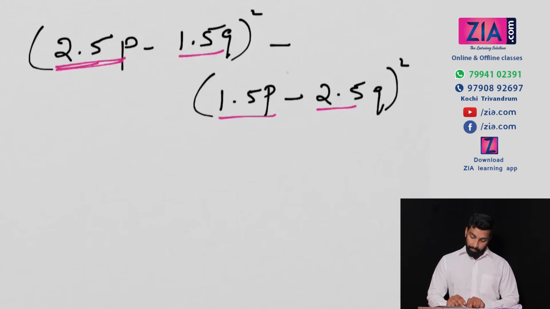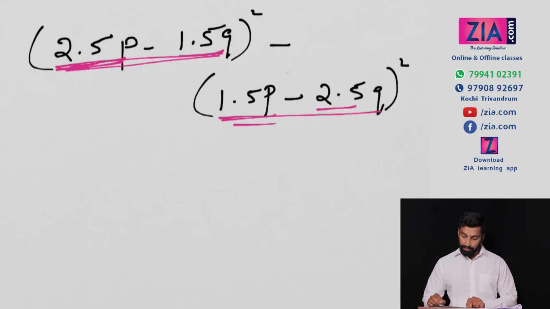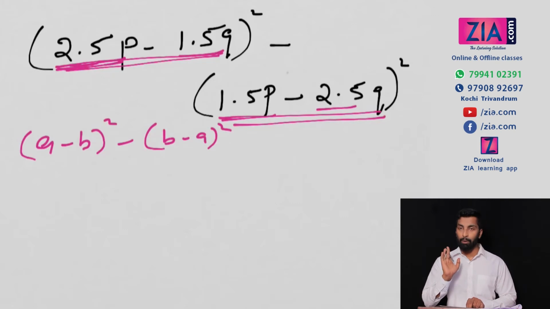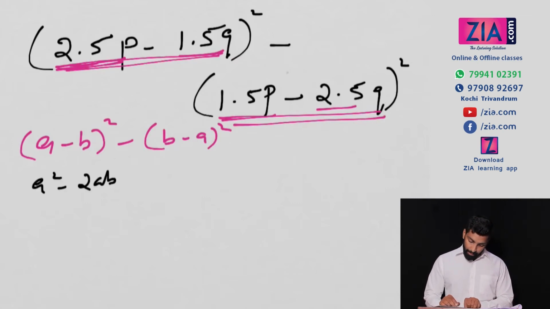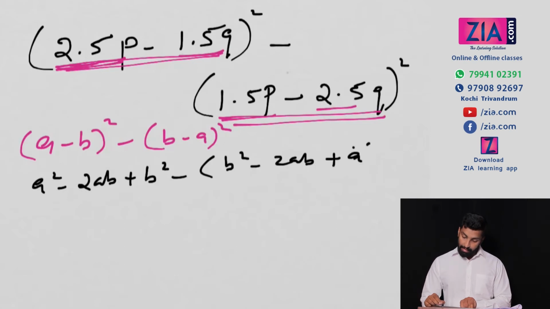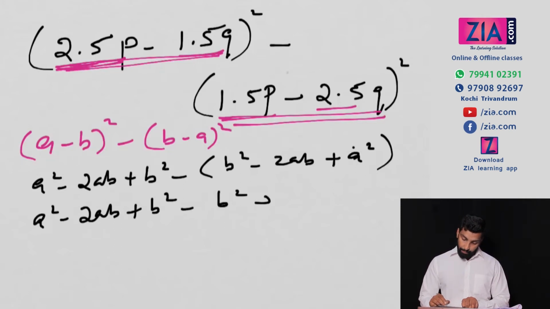So if this is a minus b, this is b minus a. So let's apply this: a minus b whole square minus b minus a whole square. Let's find this value first. What is a minus b whole square? We know that it is a square minus 2ab plus b square, minus, what is b minus a whole square? b square minus 2ab plus a square. Now let's open the bracket: a square minus 2ab plus b square minus b square plus 2ab minus a square.